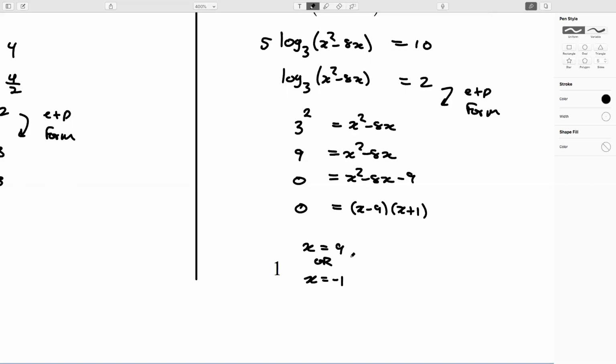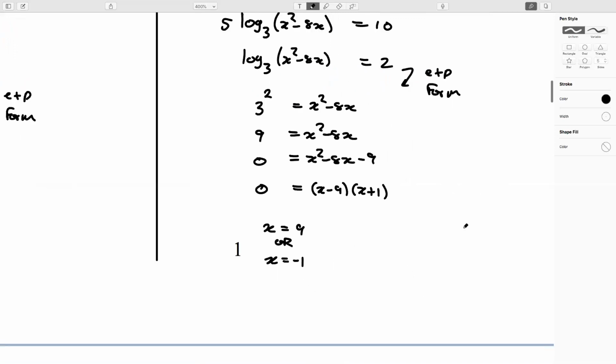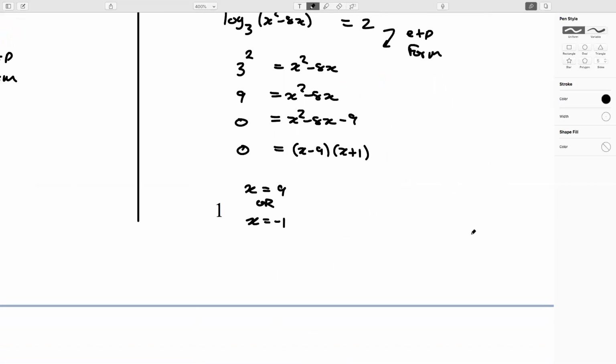If we go back in and check these answers, if we put a 9 in here, 9 squared minus 8 times 9, that's going to be positive, so that'll work. If we put a -1 in here, we're going to get minus 1 squared, which is 1, minus 8 times -1, which will be positive 8. So it's like 1 plus 8, which is positive 9. Both of those are allowed. We don't have any zeros, we don't have any negatives, so this is going to be our answer. Both work.